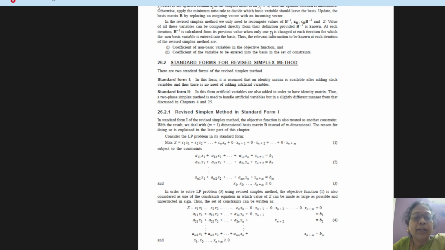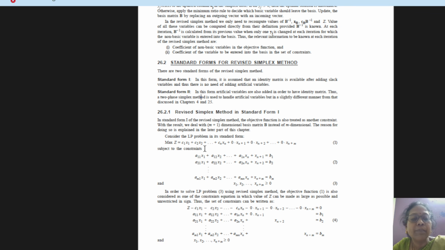In the mathematical formulation, you have the objective function, the constraints, and the restricted constraints. In the simplex method, the basic step is to make it into a standard form. Here also we want to make it into a standard form, but with one change: we include the objective function as one of the constraints in the standard form.